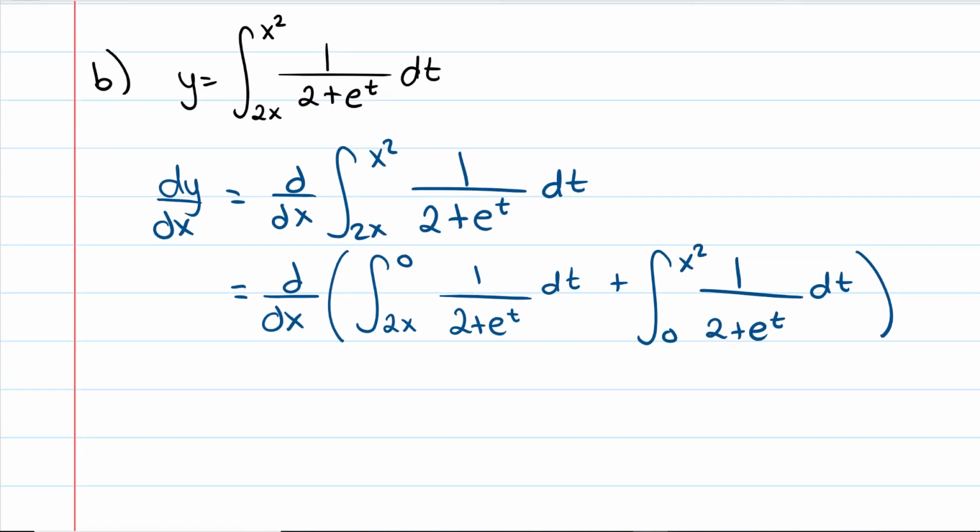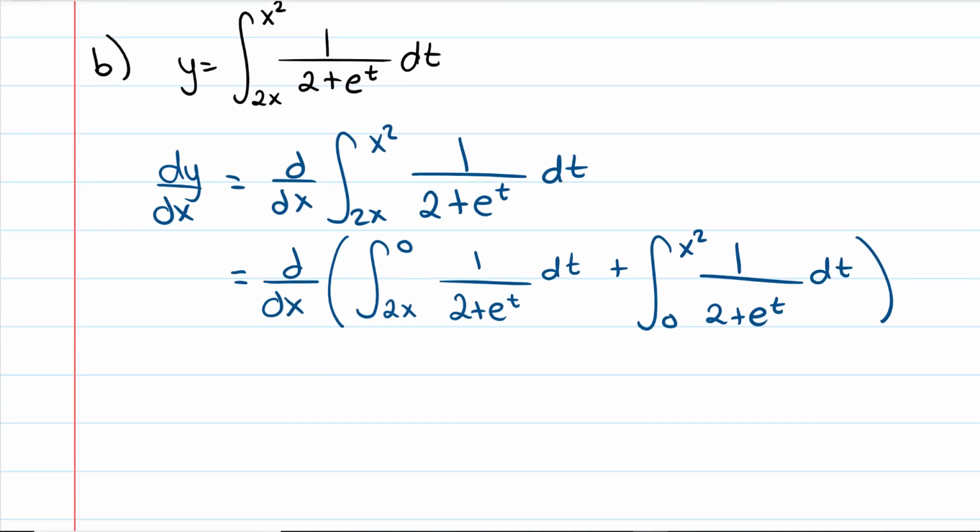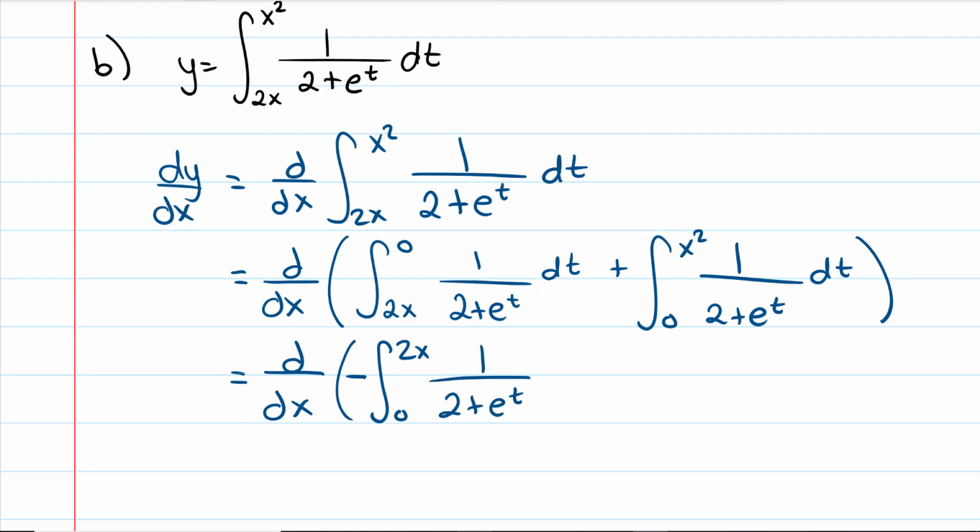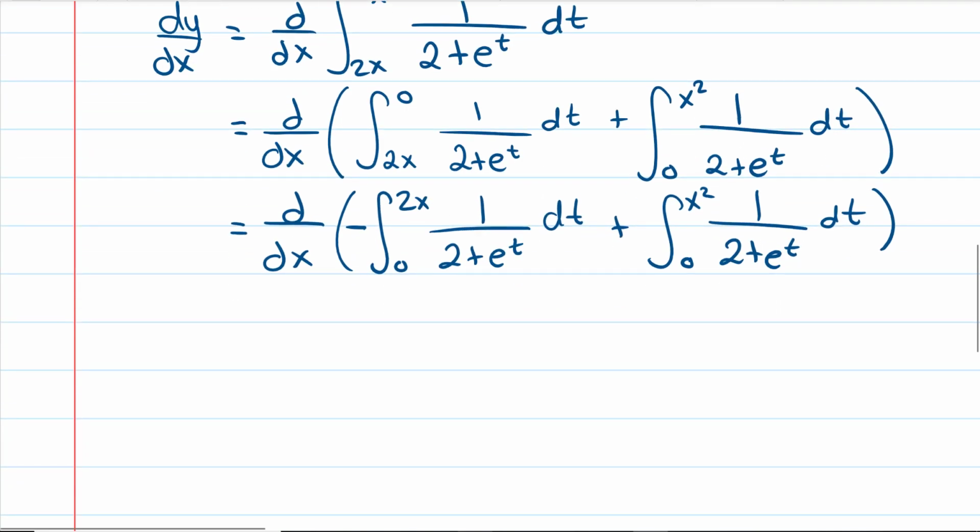Now what we need to do is fix this first integral so that the constant is in the bottom. So you get d dx of the integral from 0 to 2x, by putting a negative in front, of 1 over 2 plus e to the t dt, plus the integral from 0 to x squared of 1 over 2 plus e to the t dt. And remember back from the derivative properties that derivatives do distribute. So then you're going to take the derivative of both.